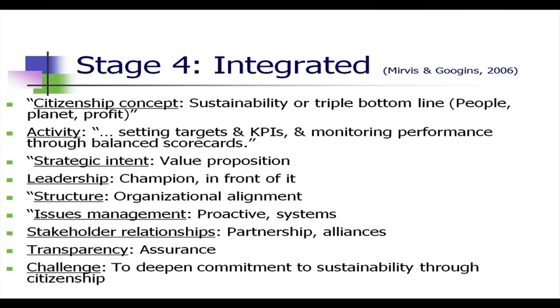So from innovation we go to integration. We do something new, now we go to integration, and this is the fourth stage suggested by Mervis and Guggens. And they say that the citizenship concept at this stage is sustainability or triple bottom line. We'll talk more about sustainability in the following lectures. The triple bottom line includes people, planet, and profit. So equal attention to all three in order to form a solid foundation.